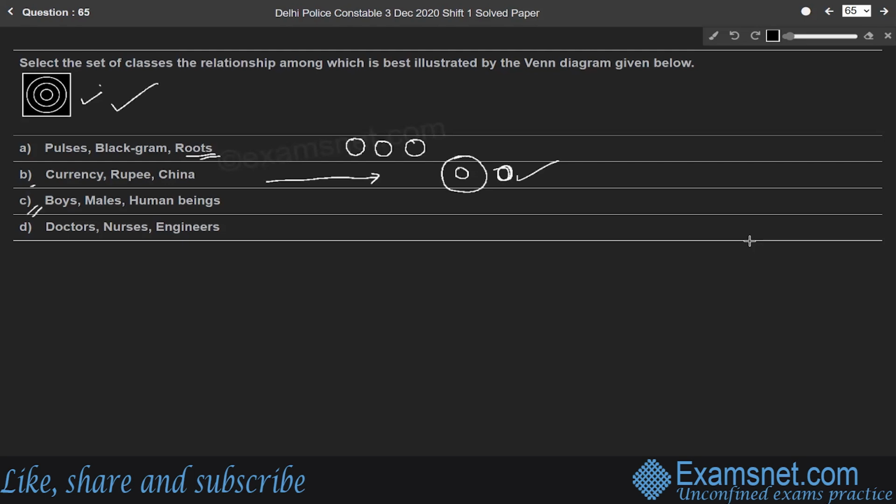Look at option C, boys, males and human beings. Boys are included in the set of males, right? And males are included in the set of human beings, right? So the innermost circle represents boys, the middle circle represents males, and the outer circle represents human beings, right? Therefore, set C represents the given Venn diagram. Hence, option C.